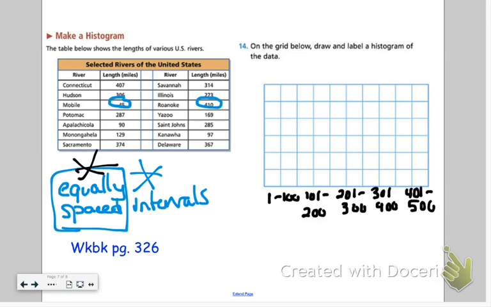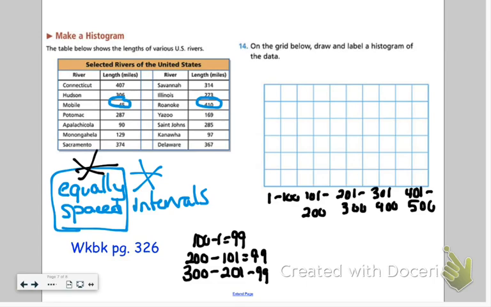If you do 100 minus 1, you're going to get your 99. If you do 200 minus 101, you're going to get 99. If you do 300 minus 201, you're going to get 99. All of those intervals are equally spaced because they all have a range of 99 numbers. Remember, for range you subtract the highest and the lowest numbers, and if you don't remember, we're going to review that anyway. But they are all equally spaced.